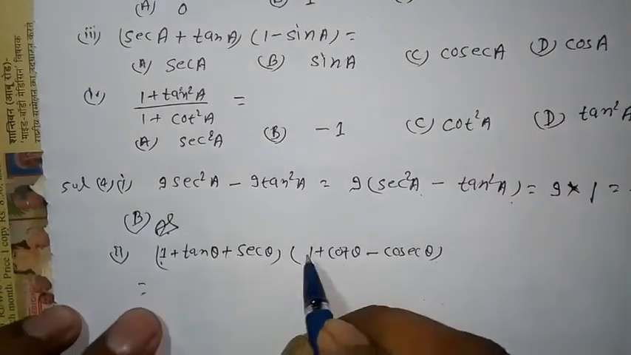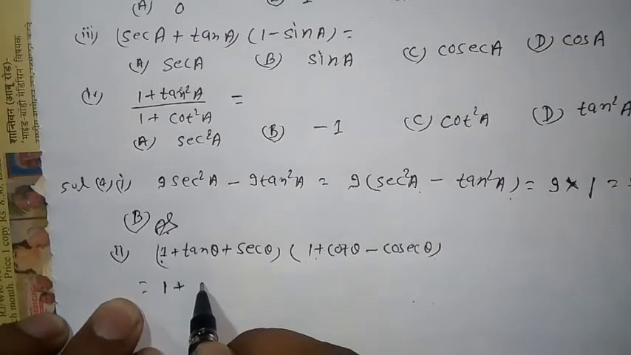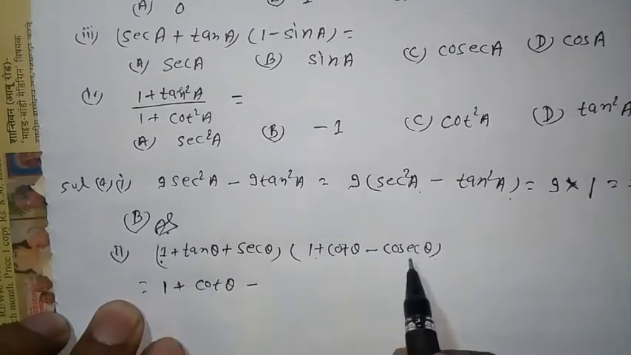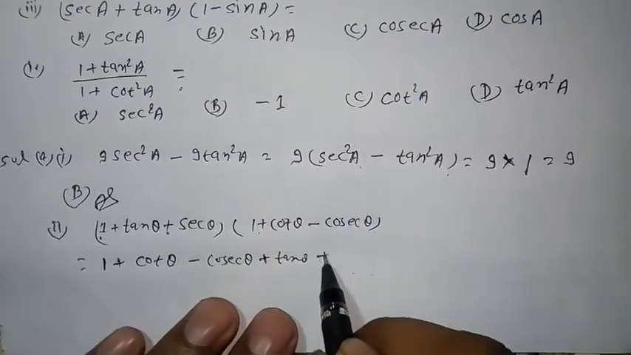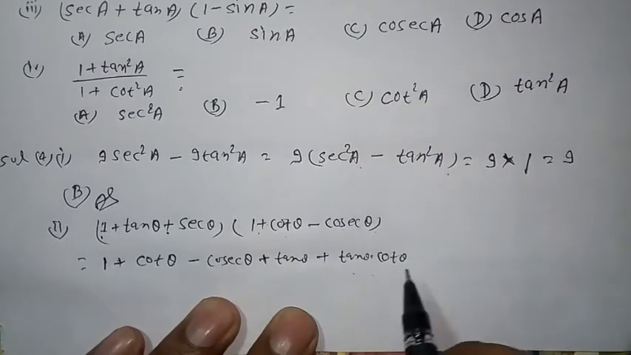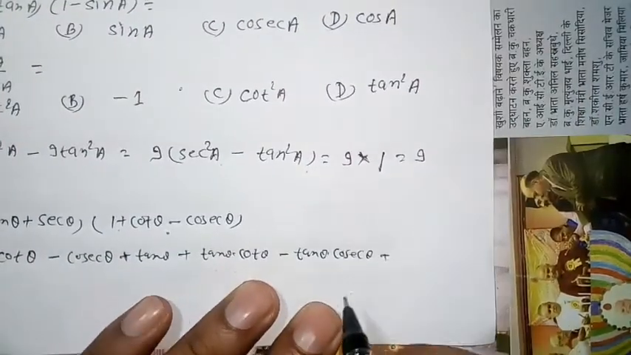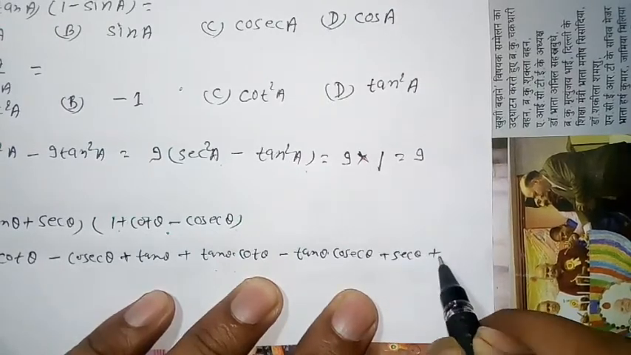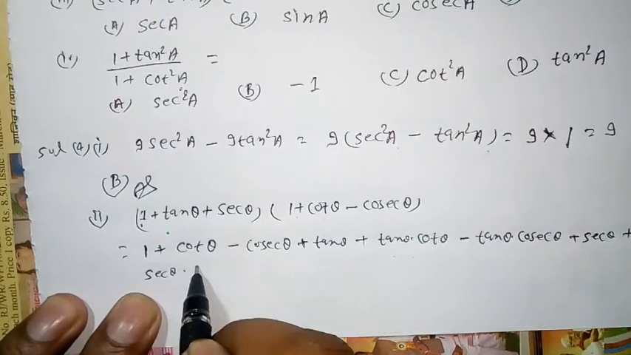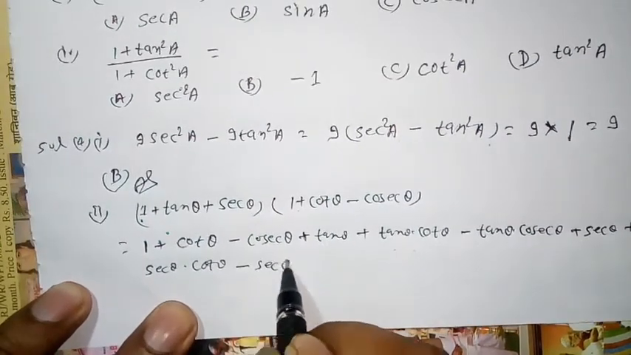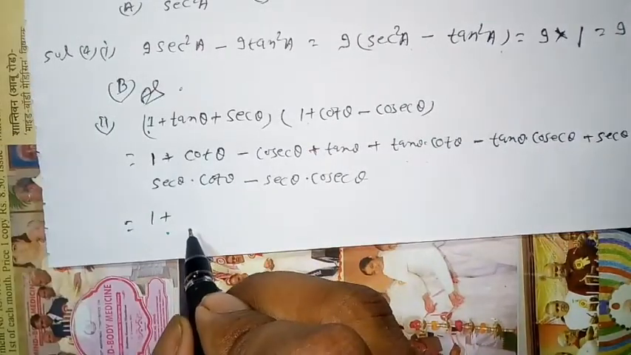From 1 into 1, plus 1 into cot theta, plus minus 1 into cosec theta, plus tan theta into 1, tan theta, plus tan theta into cot theta, minus tan theta into cosec theta, plus sec theta, plus sec theta into cot theta, minus sec theta into cosec theta is equal to 1 plus cot theta.